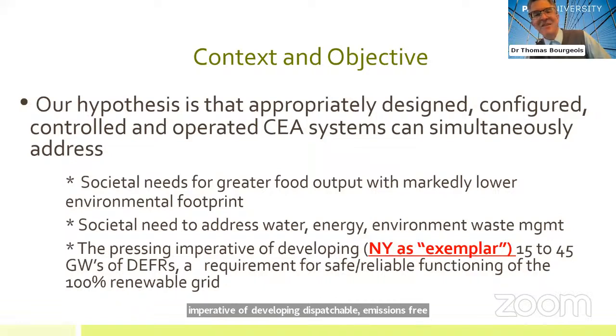I'm going to use another acronym here. DEFR: New York has called this a distributed and dispatchable emissions-free resource. And that's a requirement for safe and reliable functioning of a 100% renewable grid. I'm sure you engineers will get that. With intermittent renewable energy, you need fast ramping, online, ready to go resources there to pick up the grid when there's an unexpected decline in solar insolation, when there's an unexpected decline in wind, or when there's inrushes of energy or power from wind or solar. You need to have a resource that can utilize excess power.